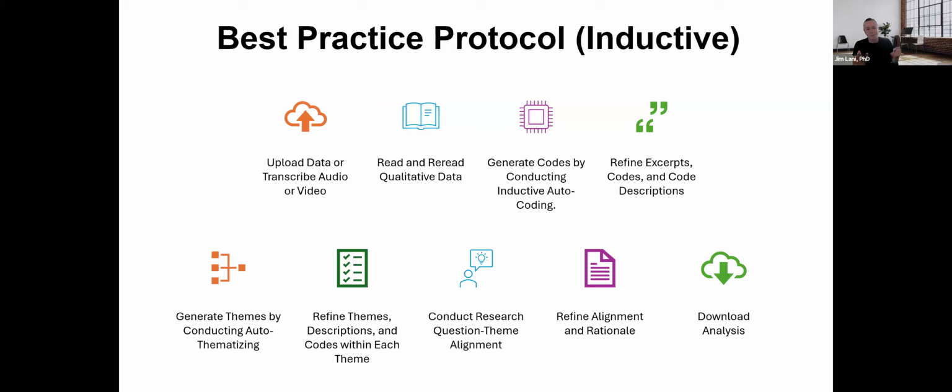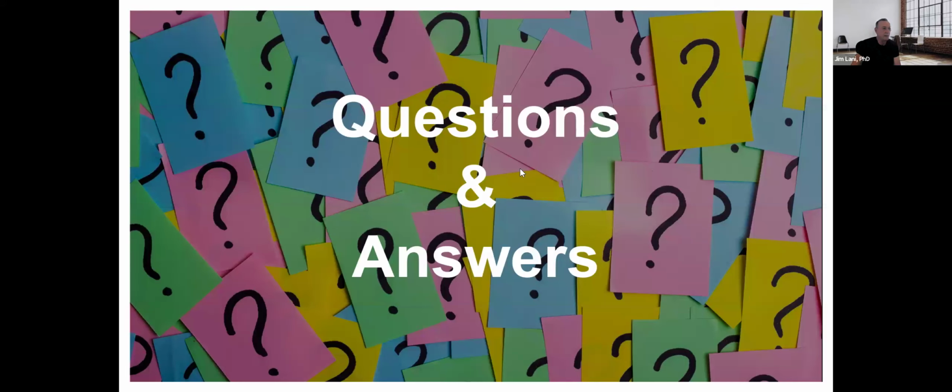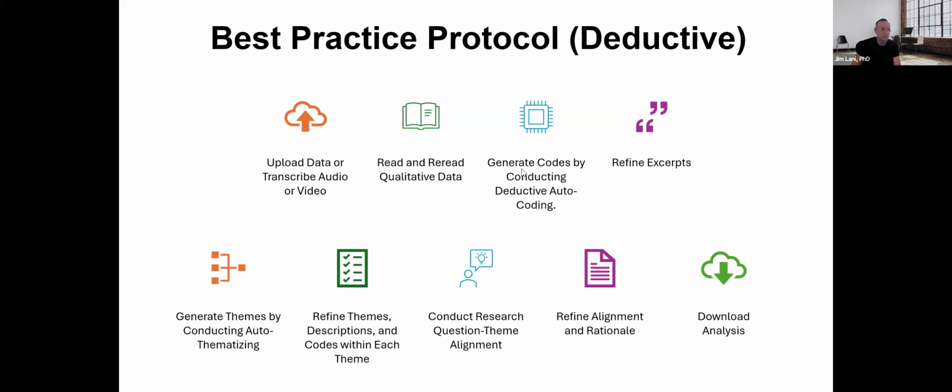Before the download, there are a few other things going on here. We have an easy way to do inter-rater reliability. We have nice visualizations, looking at codes and themes with participants and number of excerpts. And then everything downloads into a Word document. I will not go through the deductive, and I will not go to Q&A at the moment.